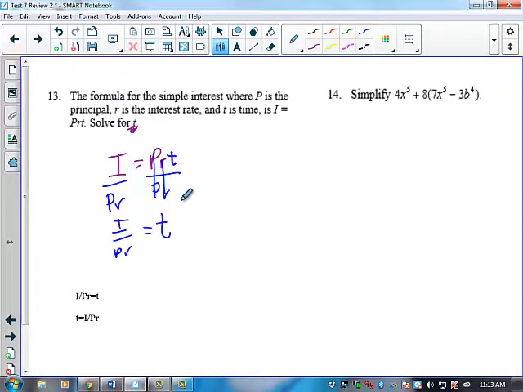I let it slide, but there are going to be times where you have capital A and lowercase a in the same formula, things like that. You need to make sure that you're not changing the cases because they don't mean the same thing, okay?